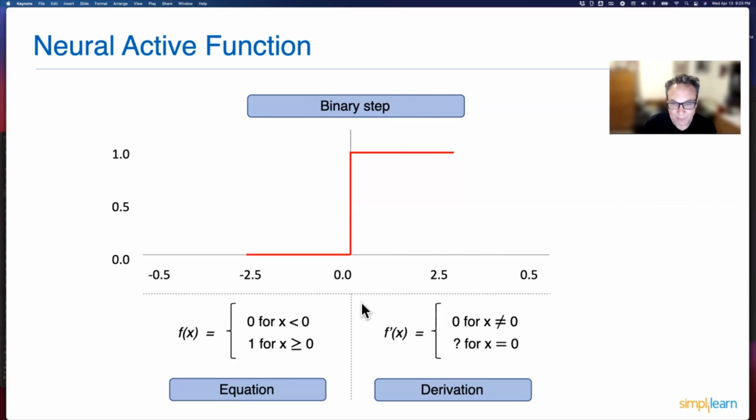And something you need down the road, in the next lecture, we're going to talk about how we have our neural network learn. We need to take the derivative of this activation function. So this is how the derivative would look. The derivative is a slope of 0 for x not equal to 0. When it's at 0, it's a vertical line, which means an infinite slope. So that's why we have a question mark. Don't worry about the derivative tonight. Just be aware that that's the case.